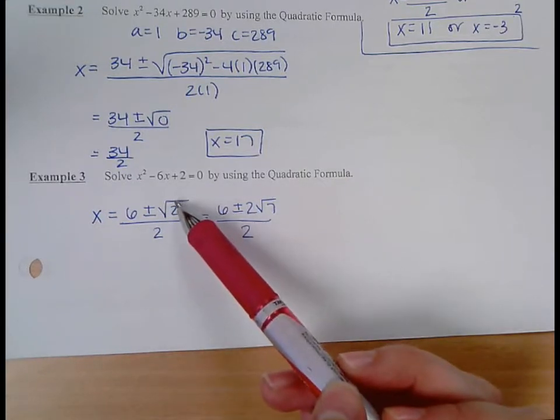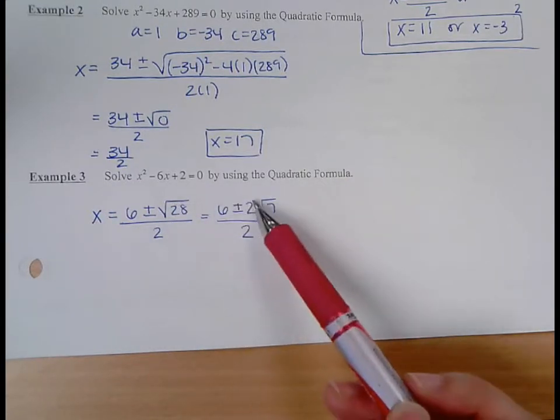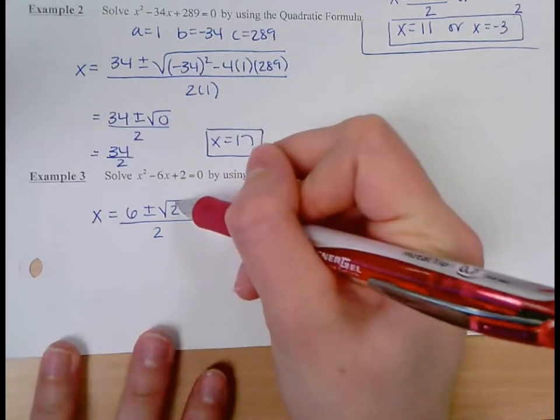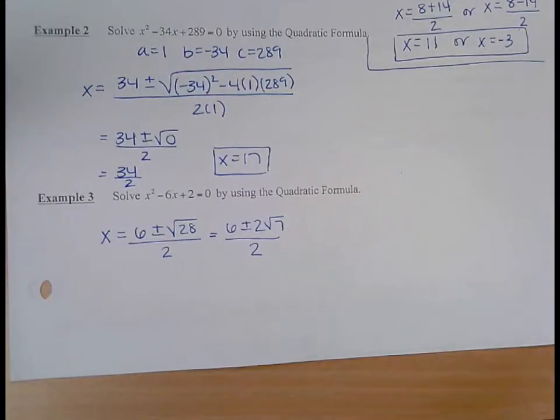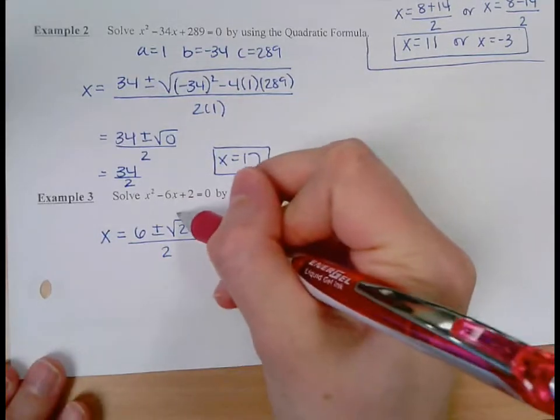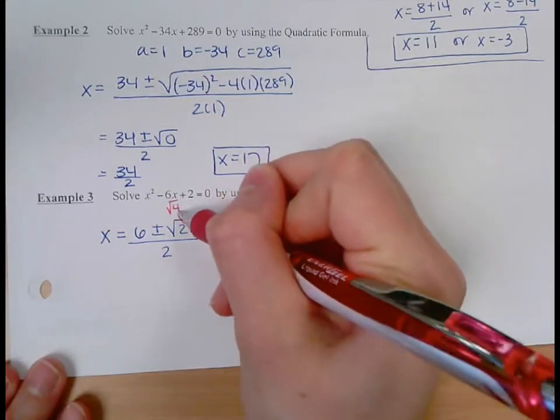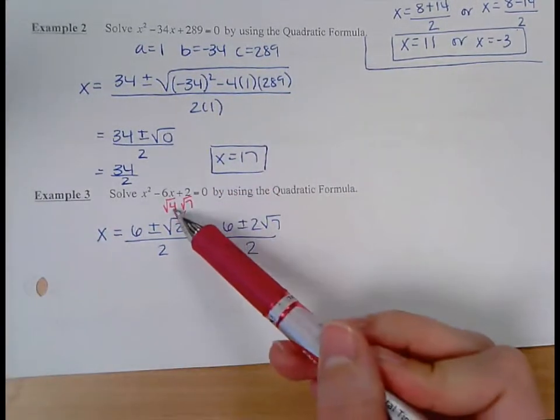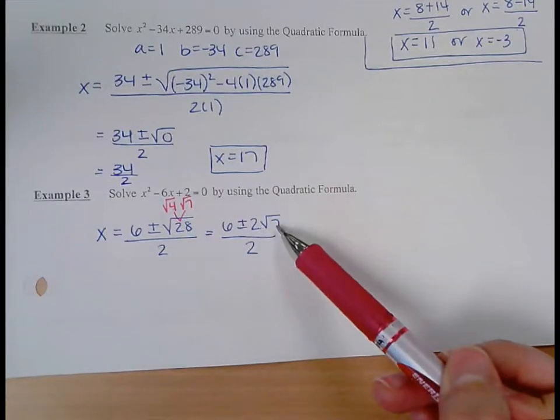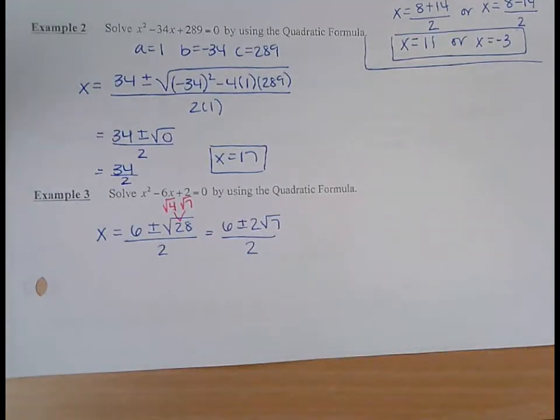Make sure you have the opposite of b, which is positive 6. The square root simplifies to the square root of 28, and then it's over 2. 28 is not a perfect square, and like I said, I know most of you already had this. So anytime it's not a perfect square, you simplify the square root. 28 can be split into the square root of 4 times the square root of 7. The square root of 4 is 2, and then you keep the square root of 7.